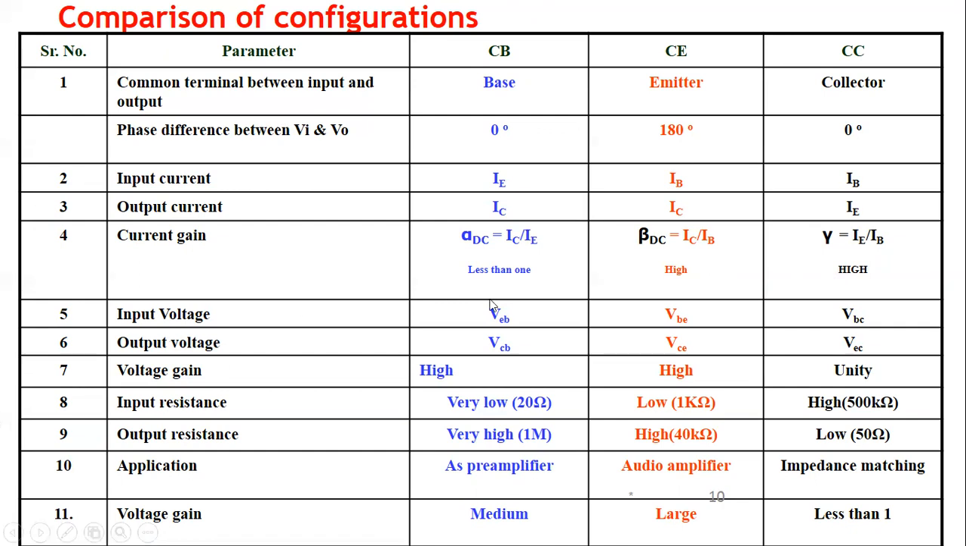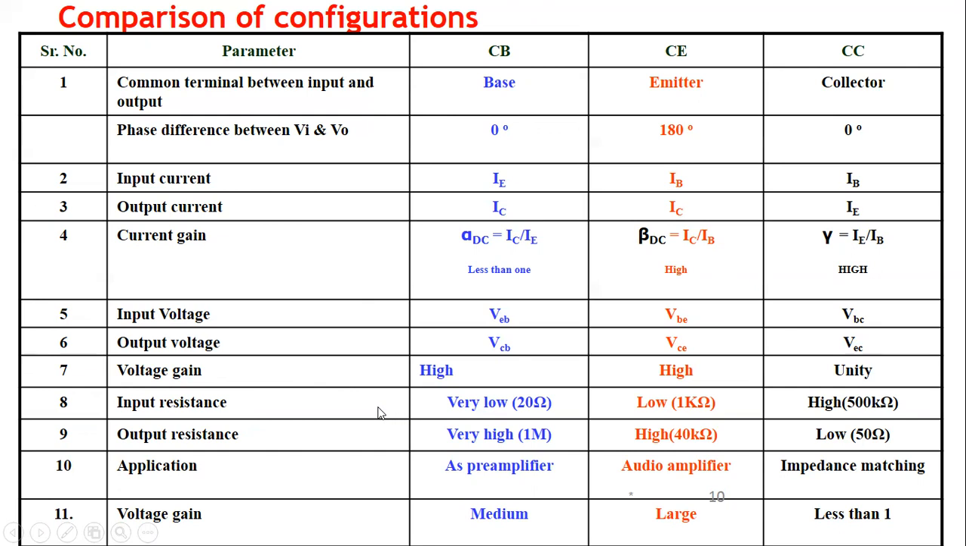Okay, so input voltage is VEB for common base, VBE for common emitter, and VBC for common collector. The output voltage is VCB for common base, VCE for common emitter, and VEC for common collector. So it's some variation that we have to remember.